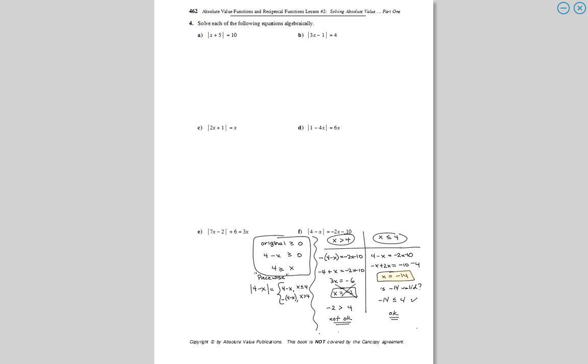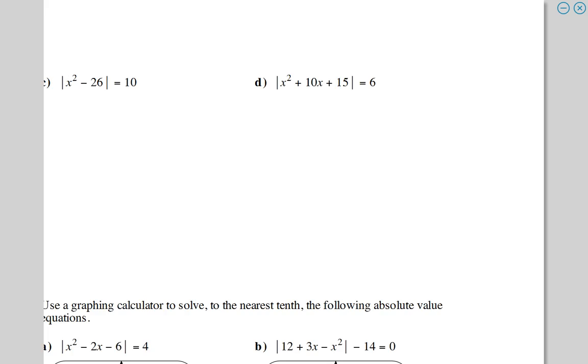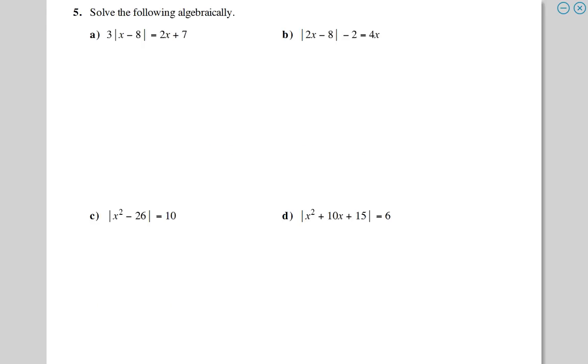Okay, one more. You're not going to see any quadratic absolute value tomorrow. So let's just stick to linear.